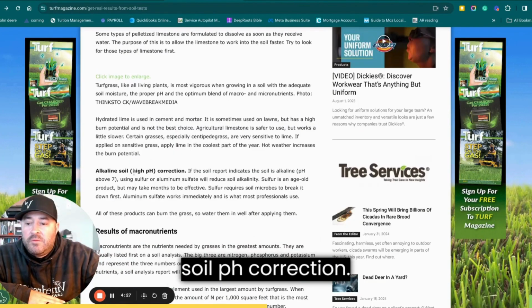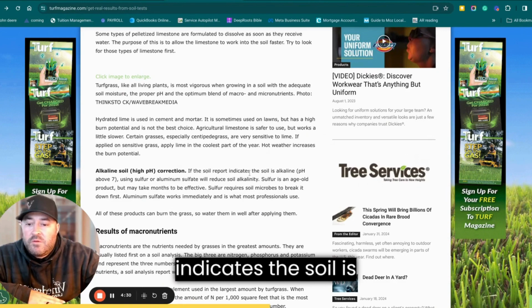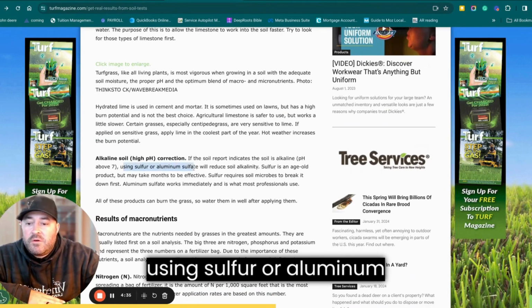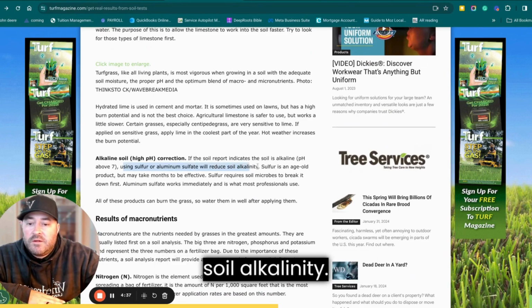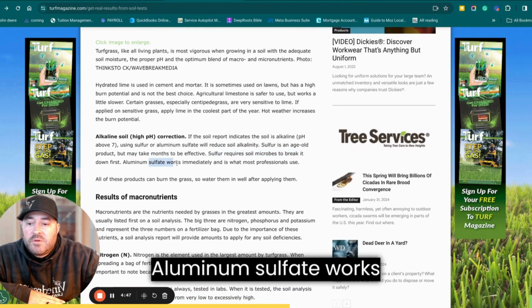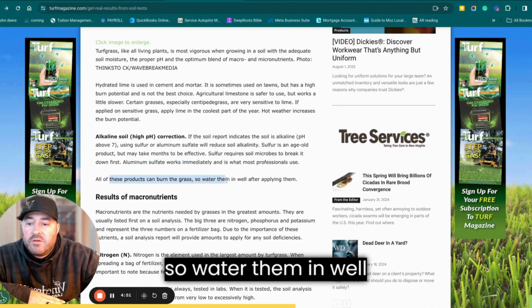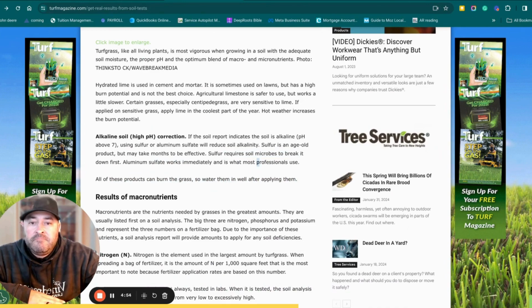Alkaline soil pH correction. So if the soil report indicates the soil is alkaline or above 7, using sulfur or aluminum sulfate will reduce the soil alkalinity. Sulfur is an age-old product but may take months to be effective. Sulfur requires soil microbes to break it down first. Aluminum sulfate works immediately and is what most professionals will use. All these products can burn the grass, so water them in well after applying.